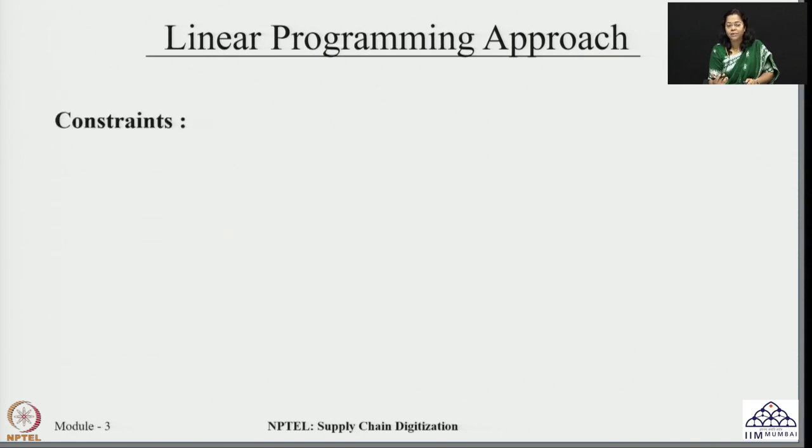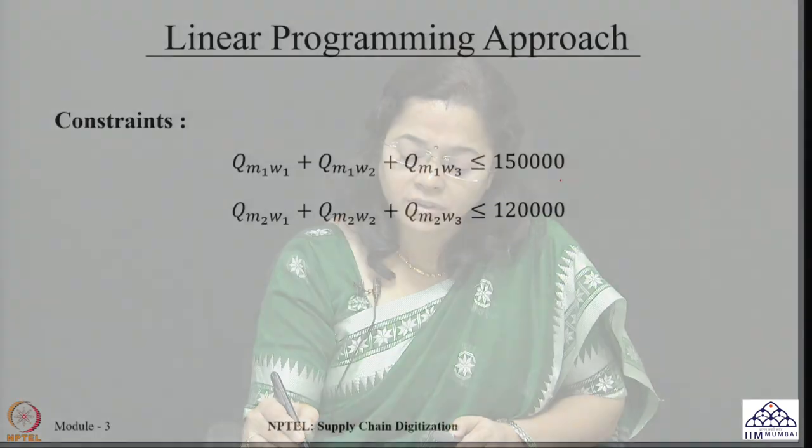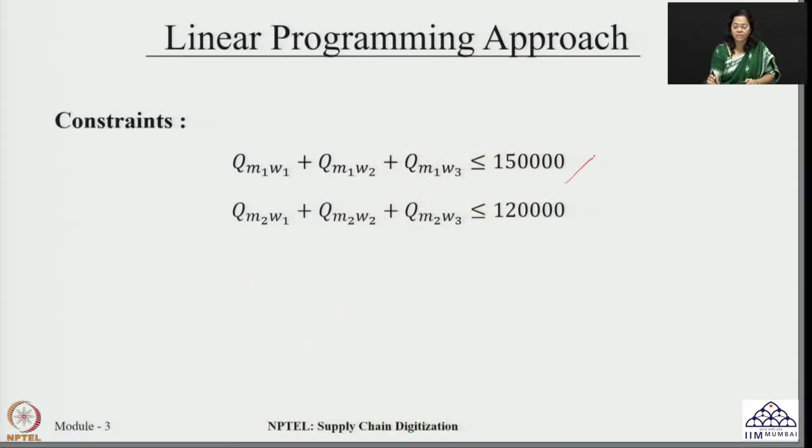Our constraints are very interesting. If you have observed, we have got two types of constraints. The first constraint is the supply constraint, and this is because your two manufacturing plants have an upper capacity or upper limit beyond which they cannot supply. So this becomes a constraint for you to take care of. Here we know that the first manufacturing plant has a capacity of 150,000, and similarly the second manufacturing plant has a capacity of 120,000.